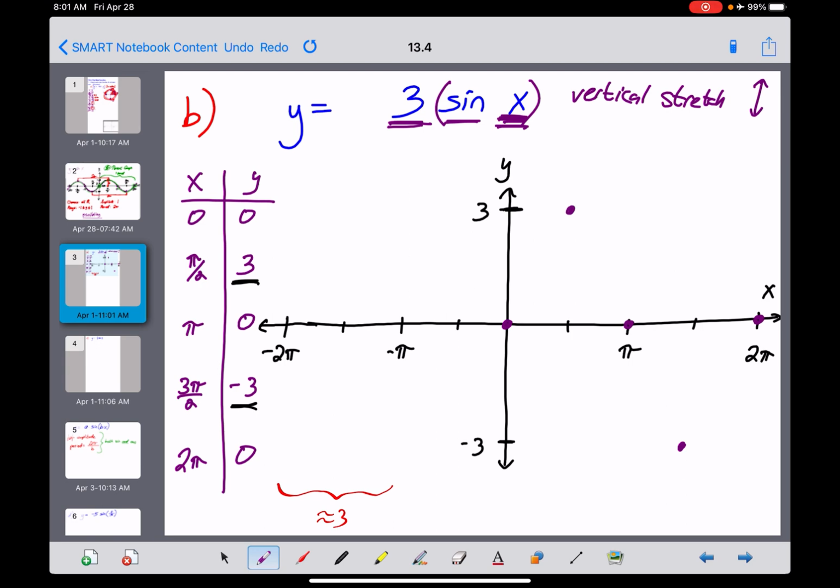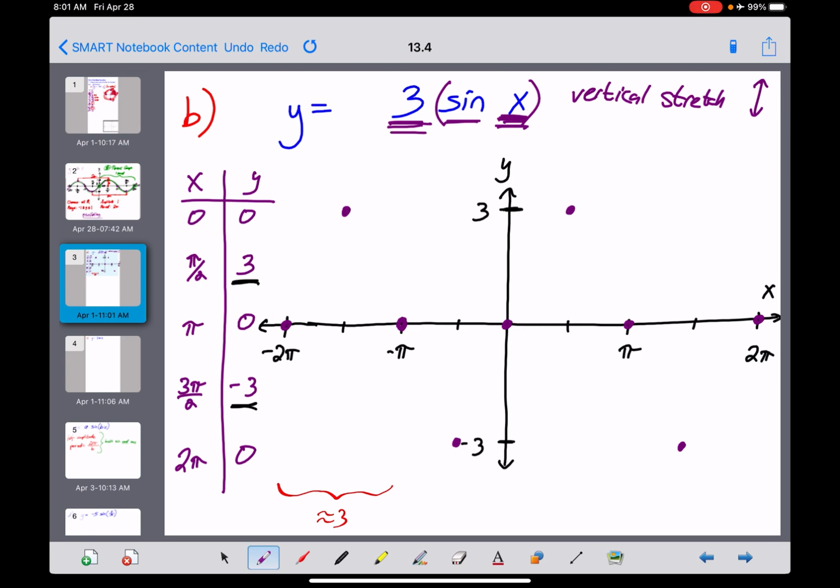Once you've figured out the spacing, you can work forwards or backwards without doing a whole lot of work. At -pi over 2, we're going to be down here at -3. At -pi, we're going to be right back here on the x-axis at 0. At -3 pi over 2, we'll be up at 3. And at -2 pi, we'll be back at 0. So it just follows this same zigzag pattern over and over again.